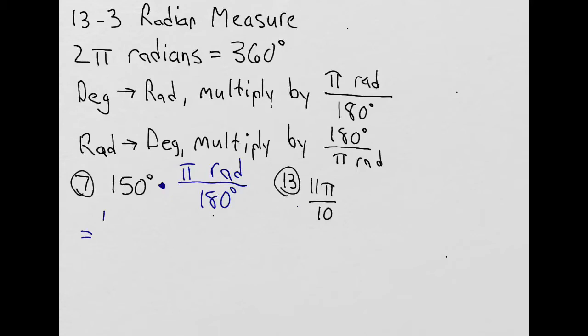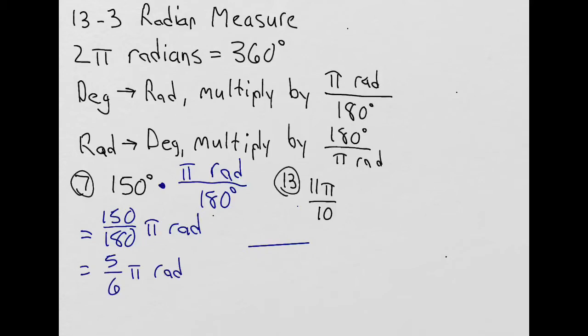So what do we got here? I have 150 over 180 degrees times pi radians. You can clean it up a bit more. If you simplify the fraction, it becomes 5/6 pi radians. You can also express it as a decimal, and that's approximately 2.62 radians. Okay, not too difficult.